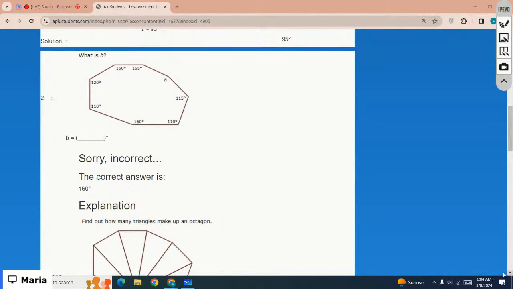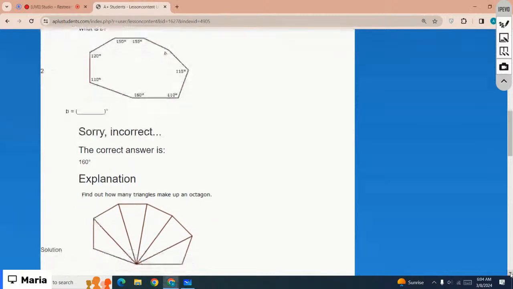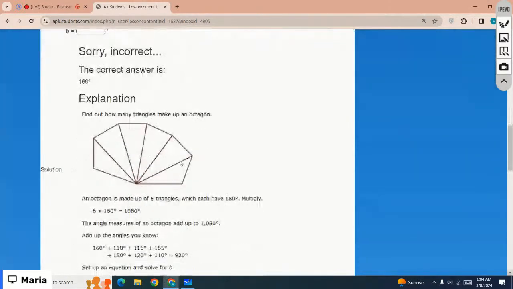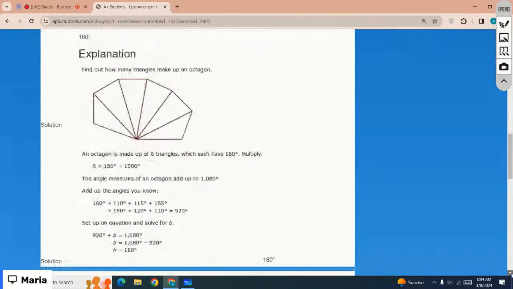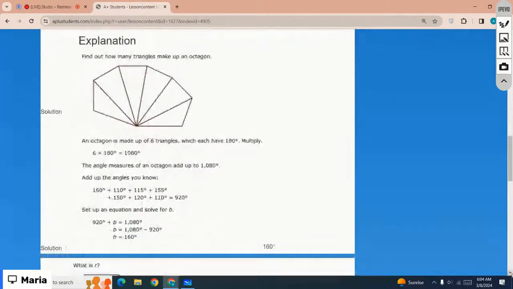So you can make 1, 2, 3, 4, 5, 6 triangles, right? So that means the sum is 6 times 180. So the sum of angles in an octagon is 1080 degrees. Just add them all and subtract to find the missing angle. So the missing angle is 160 degrees.